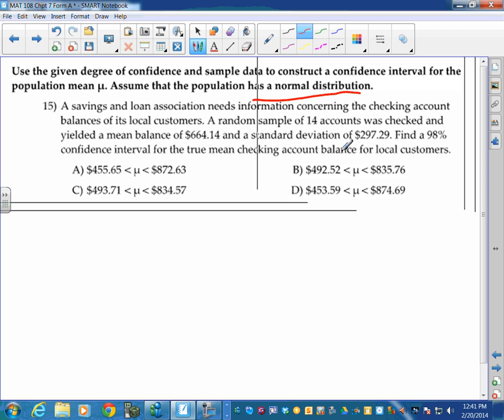Population has a normal distribution. We have to construct a confidence interval, so we have to find these numbers. We're doing the population mean. So what's the variable in the middle going to be? It's going to be X bar or p hat? X bar, because that's the mean. When it says proportion or percent, that's p hat.